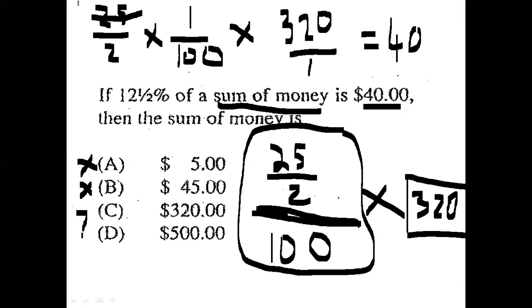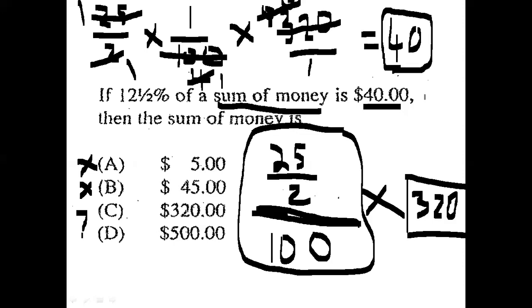25 into 25 goes 1. 25 into 100 goes 4. We could say 4 into 4 goes 1. 4 into 32 goes 8. Bring up the 0. That's 80. And 2 into 2 goes 1. 2 into 80 gives you 40. And that's how we get C to be the answer. Any questions?